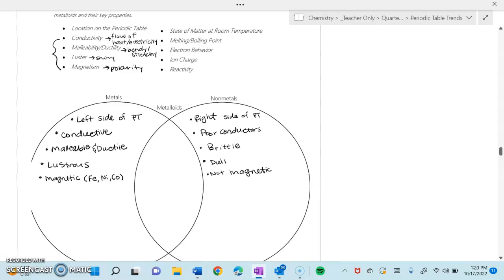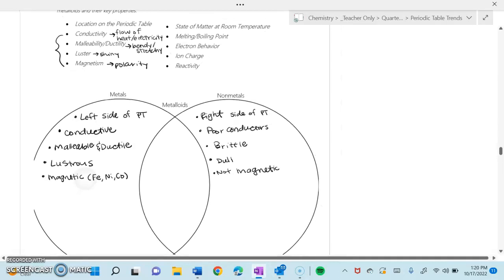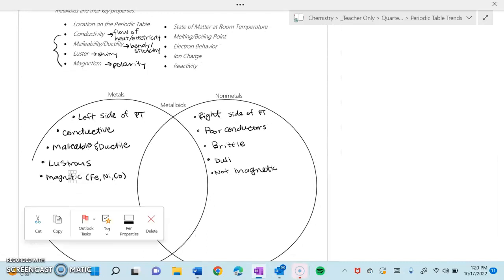Okay, let's move over to the other side of our properties. State of matter at room temperature and melting/boiling point. The two of these are related to each other because the higher that the melting point is, the more likely we will find that element as a solid. The lower the melting point is, the more likely we'll be able to find that element as a liquid or a gas. So, all of our metals have really high melting points, which means we are going to find most of them as solids.